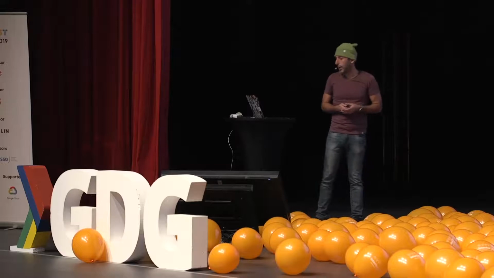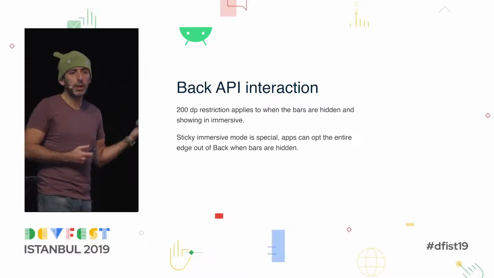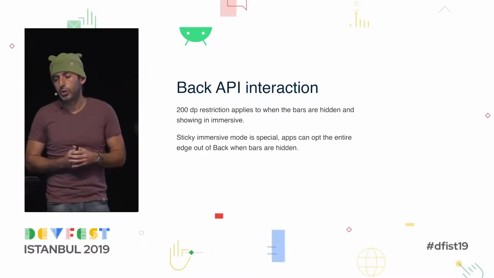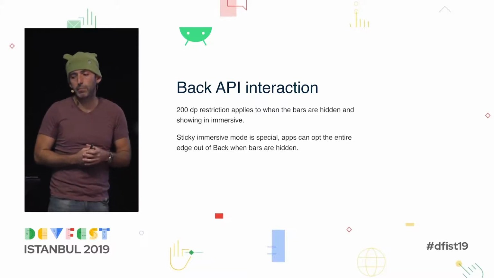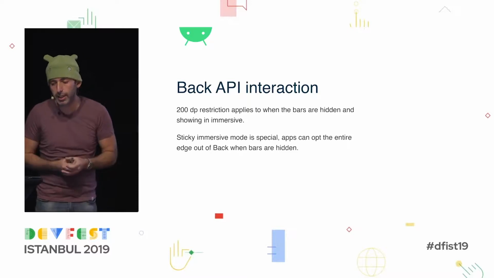Next, back API interaction. Similarly with immersive mode, if you are using 200 dips, the system will use the excluded areas. Immersive mode is especially good for games and video players. And if you're specifically using sticky immersive mode, you can opt out the whole edge. You don't have the restriction of 200 dips.